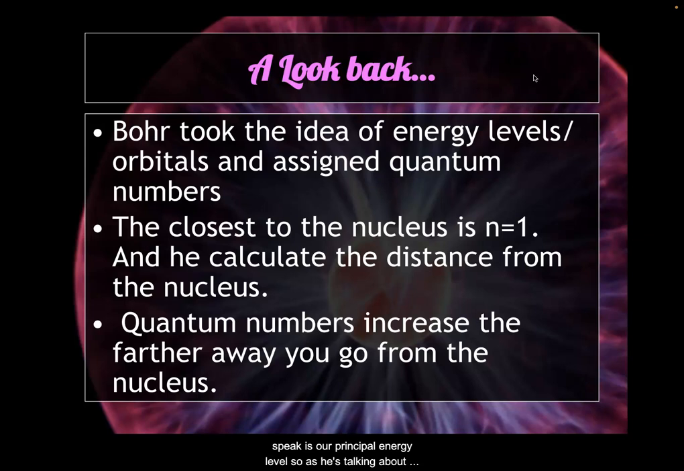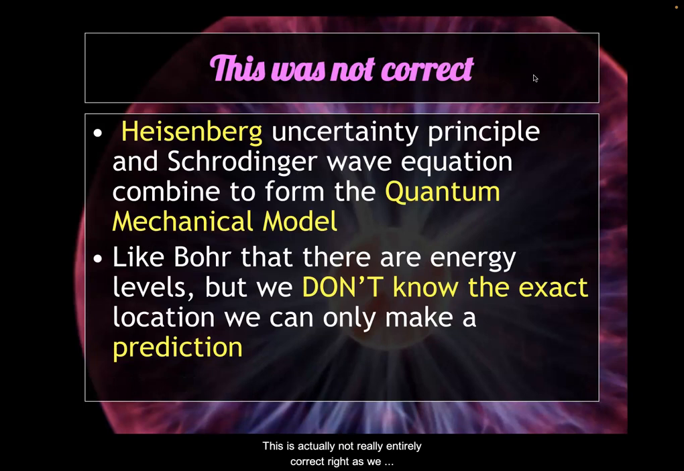So as he's talking about where these electrons are and where they are in the electron cloud, he says the ones that are closest to the nucleus have an n equals 1, right? A principal energy level of n equals 1. And he calculates the distance from the nucleus using this idea. He says the quantum number will increase the further away from the nucleus you get. This is actually not really entirely correct, right?